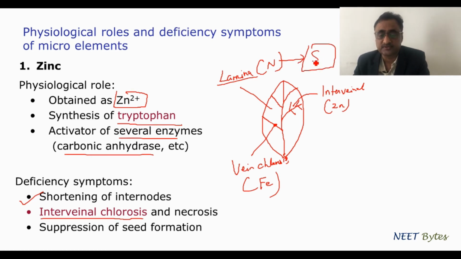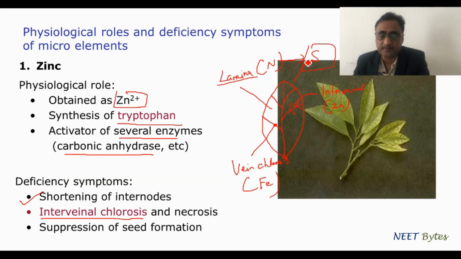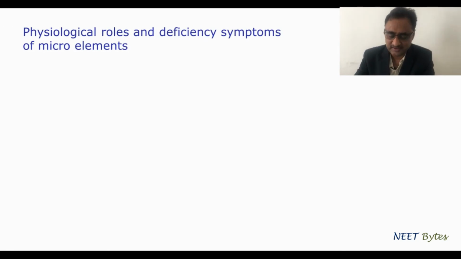One more thing I would like to say is that deficiency of nitrogen is very similar to sulfur also. So sulfur also shows chlorosis, and in case of sulfur deficiency also, the chlorosis happens in the lamina only, right? So these are some of the things we see in case of chlorosis.